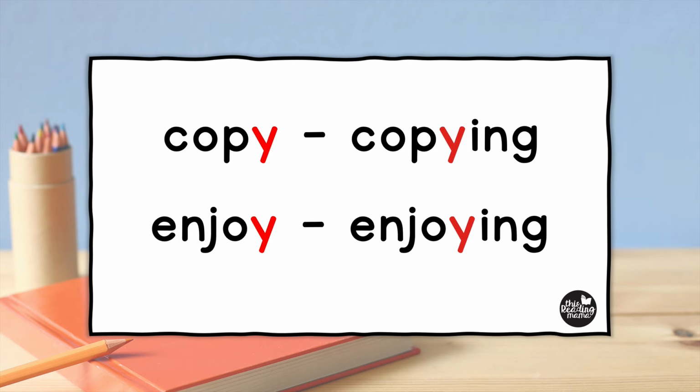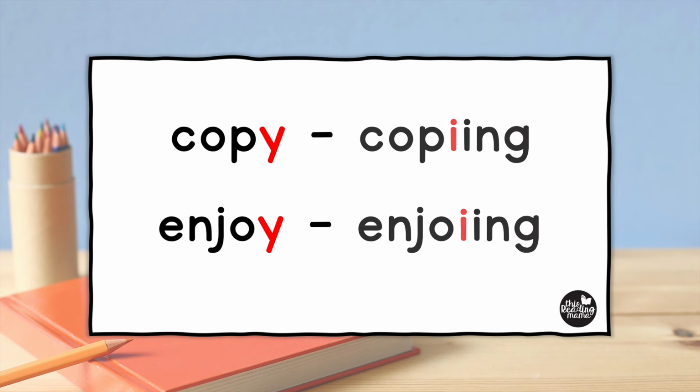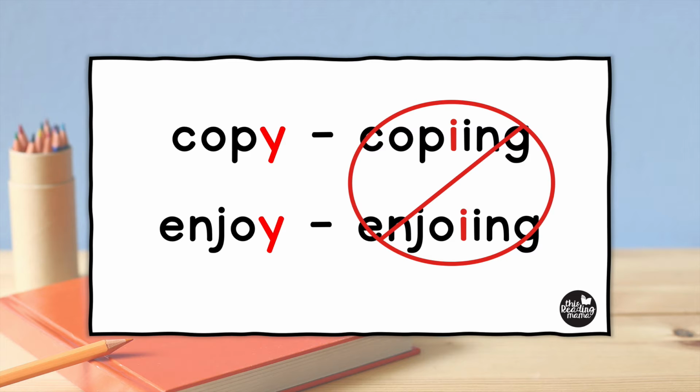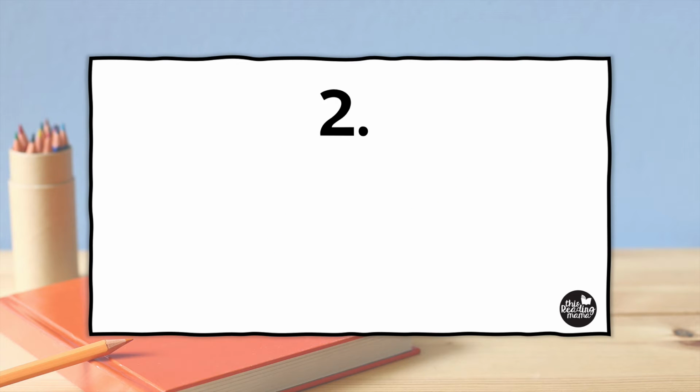Now, the reason we keep the Y is that if we were to change it to an I, we would have a double I, and double I is not a vowel team in the English language. The only word I can think of with double I's in it is the word skiing, and that's because it's borrowed from another language. So once your learners understand adding ing to words, the next step when teaching about final Y is when they should change it to an I.